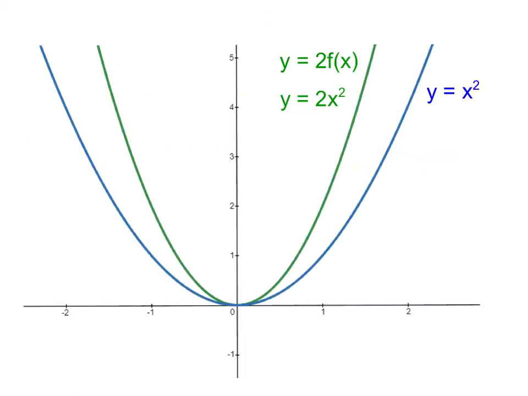So this is the graph. The original one is my blue, and it's y equals x squared. The green one, and I think I discussed this in lesson 1, is y equals 2x squared. Now, I know we said it stretches or compresses up and down. At first glance, this looks like it's made it narrower, doesn't it?